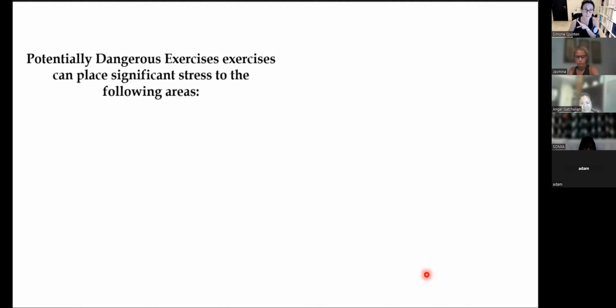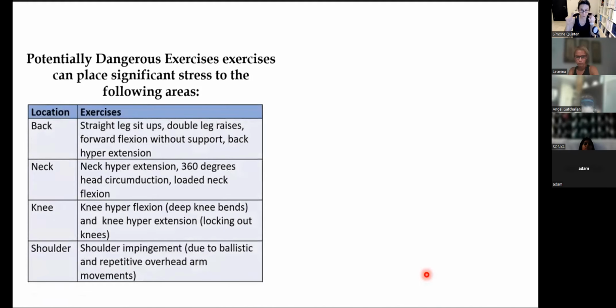Potential dangerous exercises can place significant stress on the following areas, okay? And that one is in your book, the little one. Mine is nice and blue, and yours is just black and white, but it should be the same. All right, so the location most likely will be back, neck, knee, and shoulder. This is the most common location in your body where you might get injuries, okay?